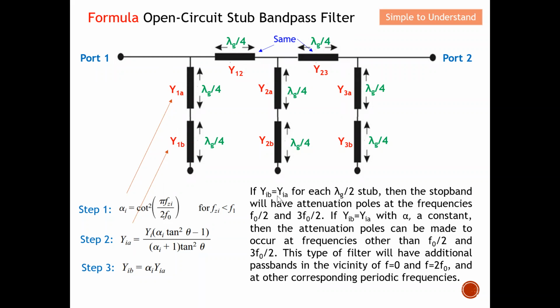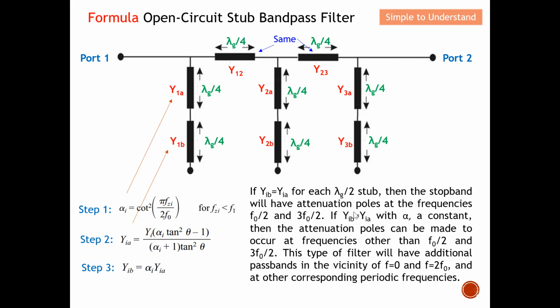If Y1B is equal to Y1A, which means this is the Y A portion and B portion, and if these two are the same, then they become a half wavelength stub. Then the stop band will have an attenuation pole at the frequency f0/2. For example, if I design at a center of 2 gigahertz, I will have a transmission zero at 1 gigahertz and also at 3 gigahertz. So this is what it means here.